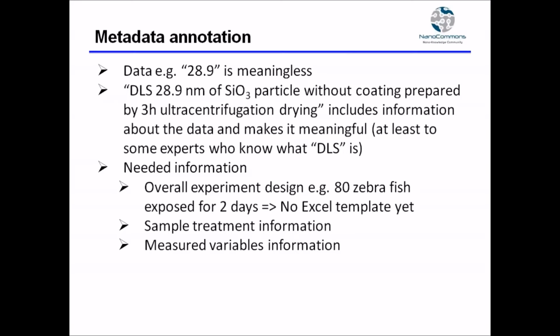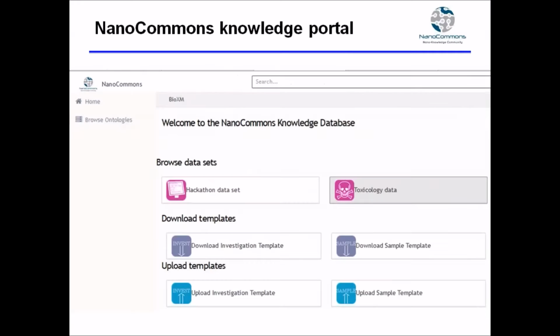Then there's also the sample treatment. So once you have taken the embryos, maybe how they have been treated before you were able to image them, what was the antibody to mark them, and so on. And then there are the actual variables that you have measured. So DLS or cell viability or whatever. During the hackathon, what we prepared is actually part 2 and 3. So describing how the sample has been treated and describing the variables that you have measured. Not yet the overall experimental design, but that's something you should know.